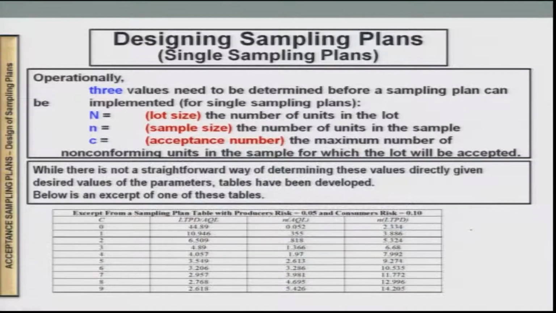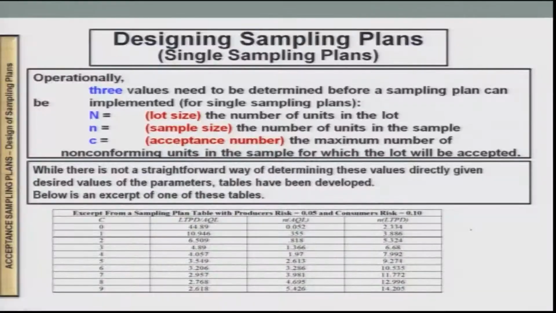Capital N is the lot size, the number of units in the total lot which you want to inspect, given time and money are not an issue. Small n is the sample size, the number of units you pick up from that lot, and C is the acceptance number for that lot depending on the value of n. Obviously, the probability of defects in the overall lot also has implications for the value of C. While there is no straightforward way of determining these values directly, given below are the desired values of the parameters, and tables have been developed accordingly.